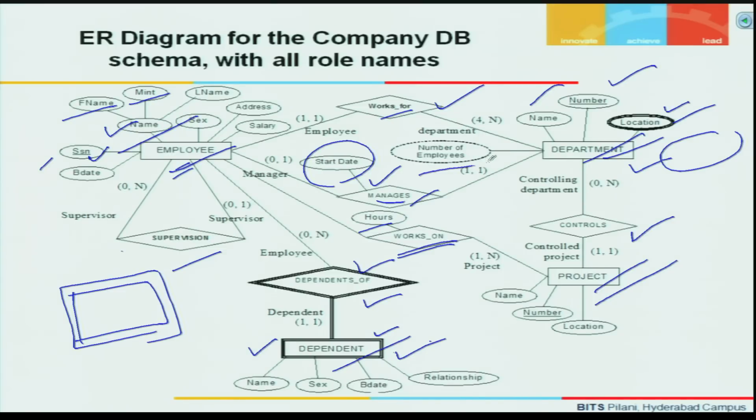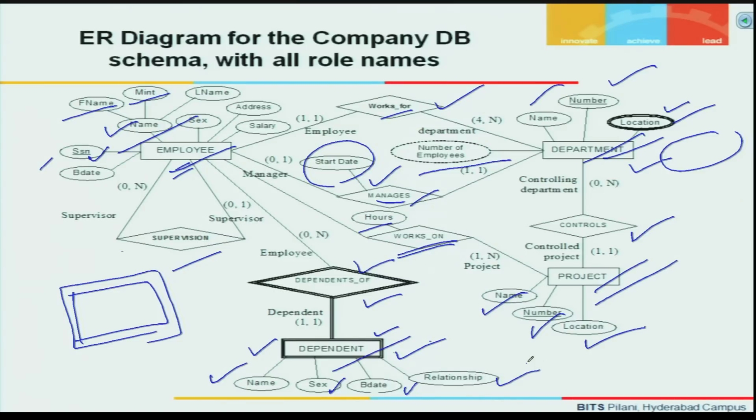At the same time, if you carefully observe, the number of employees working with the department is a derived attribute. How can I derive the number of employees? If you look at the association of this department entity type with the employees, then you can always compute how many employees are working with that given department at a given point of time. So that's why it can be derived from some other stored attribute, and it is called a derived attribute. Number of employees is captured as a derived attribute. And now the project has project name, project number, and location, and dependent has name, sex, birth date, and relationship.